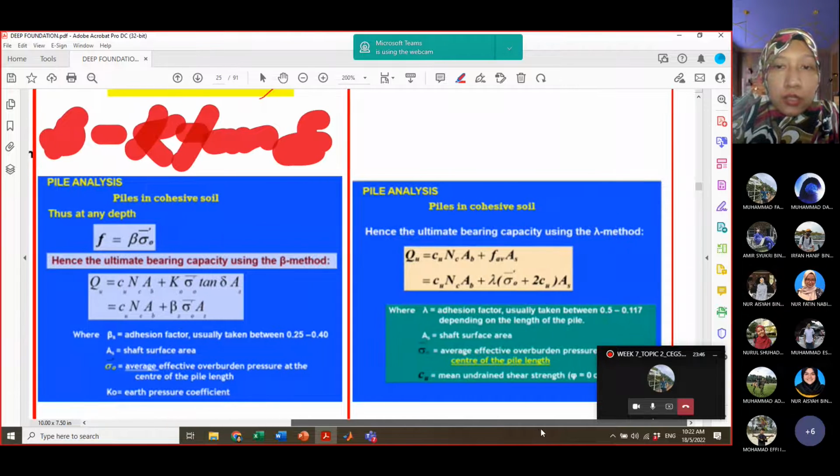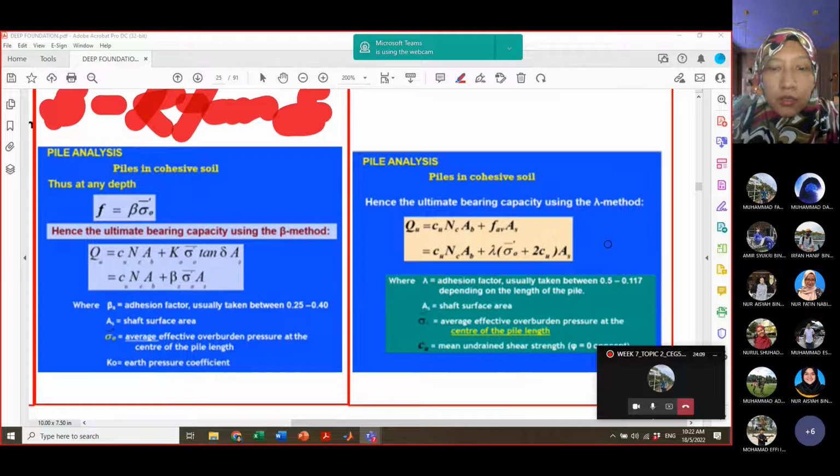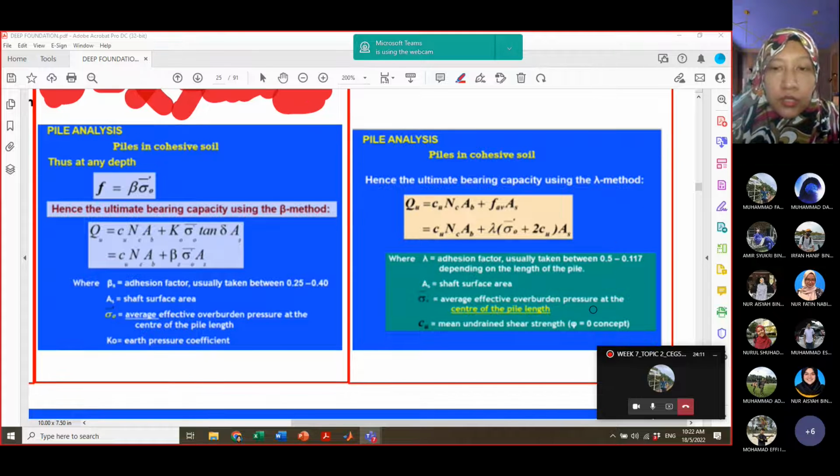Okay, the next method is the lambda method. Yang mana lambda method ni pun dia akan affect the term for QS. So it is similar to the beta dan juga alpha. So lambda is considered as an addition factor. And then AS is the shaft surface area, average effective overburden pressure at the center of the pile length. So yang tu yang memang kita akan ambil lah untuk calculations. And the CU is the mean undrained shear strength. And in this kind of condition we consider phi sama dengan 0.